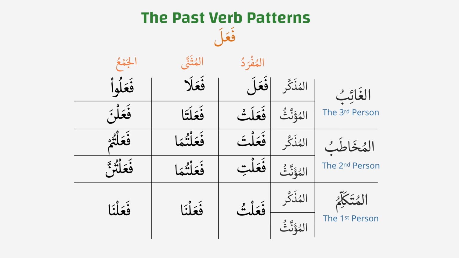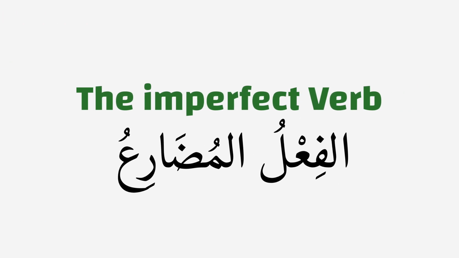In the previous lesson, we discussed the additional letters that are attached to the fi'l madi. Some of these are attached pronouns that serve as the fa'il, while others are particles with distinct grammatical functions. If you haven't yet watched that lesson, I encourage you to do so, and it will greatly assist you in understanding the i'rab of the past tense verbs in Arabic, inshallah. Today, inshallah, we're going to learn the same for the imperfect verb known as al-fi'l al-mudari' in Arabic.